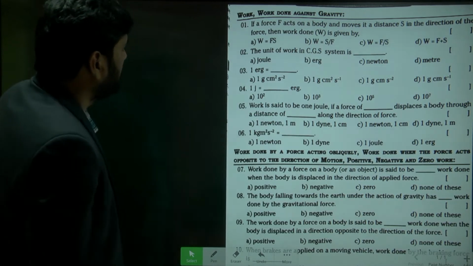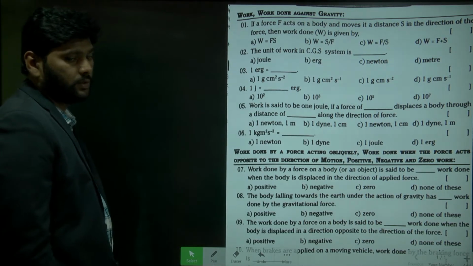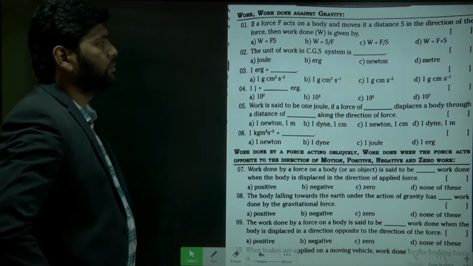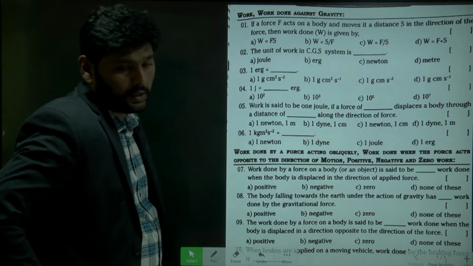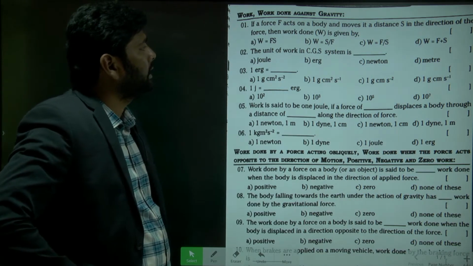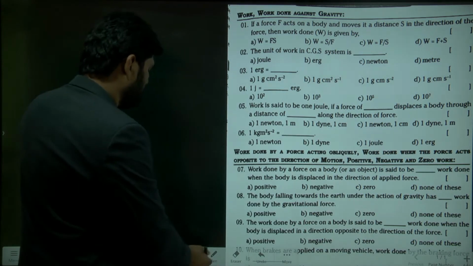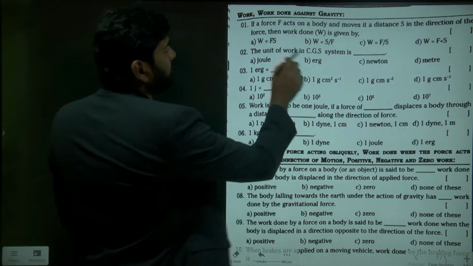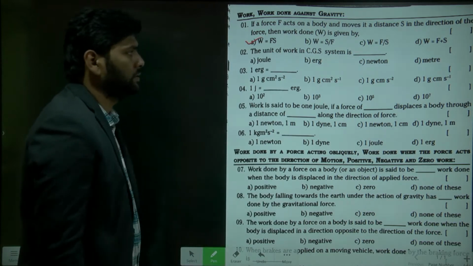Now read the question here. If a force F acts on a body and moves a distance S in the direction of the force, then the work done W is defined as. How will you define that work done? F into S. So that is the first option.